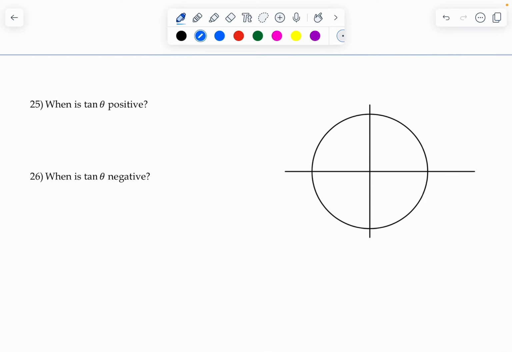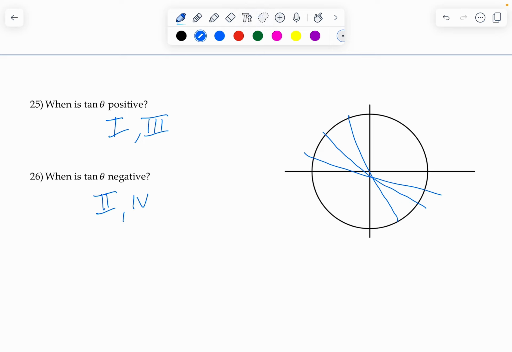Okay, on here it says when is tangent positive? Well, tangent is going to be positive in quadrant 1 and quadrant 3. So all of these slopes were positive through those quadrants. Do you see what I'm talking about? When is tangent negative? In quadrant 2 and 4.